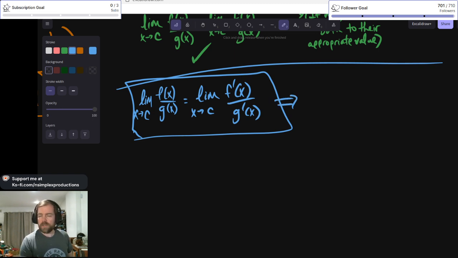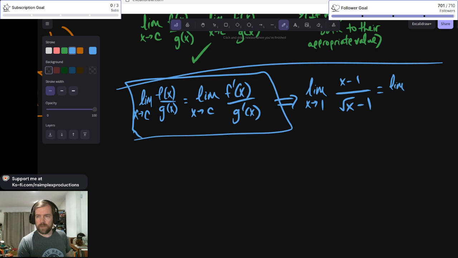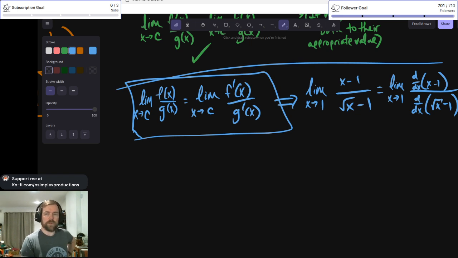So if we do this, and we use our stuff from earlier, we had the limit as x approached 1 of x minus 1 over root x minus 1, then this should be equal to the limit as x approaches 1 of, take the derivative of the top, d dx of x minus 1 over d dx of root x minus 1. From above, we knew that this should be 2.